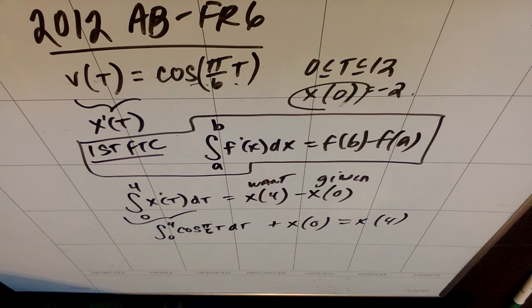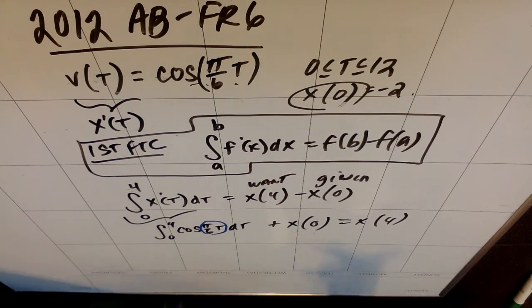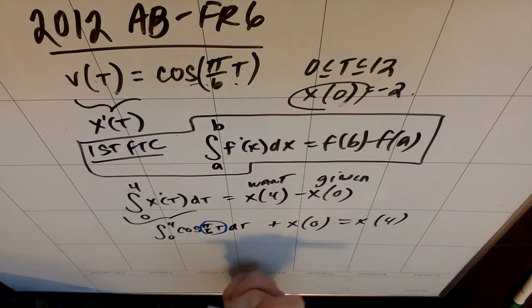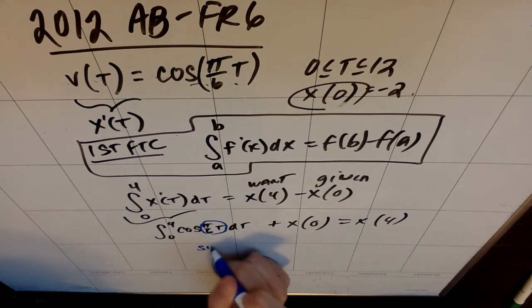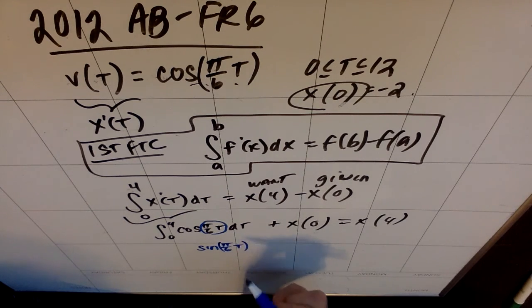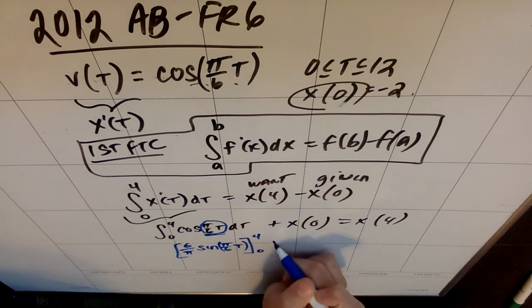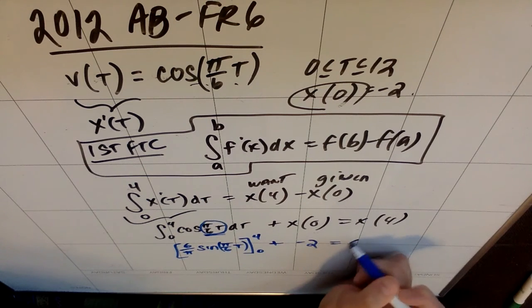If you're comfortable recognizing that since this is the inside of your cosine, every time you differentiate this thing, just like we saw when we did a of t, I would have to multiply by pi over 6. So if I integrate this thing, I'm going to have to multiply by 6 over pi, or essentially divide by pi over 6. So when I integrate this, I get a sine of pi over 6 times t. But then because of this integration with what would be u-sub, I would have to divide by pi over 6. So I'm going to go ahead and put a 6 over pi at the front, from 0 to 4, plus this negative 2 should give me my x of 4.